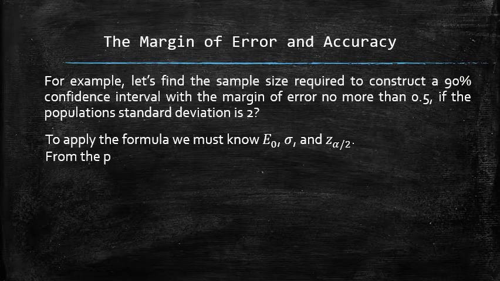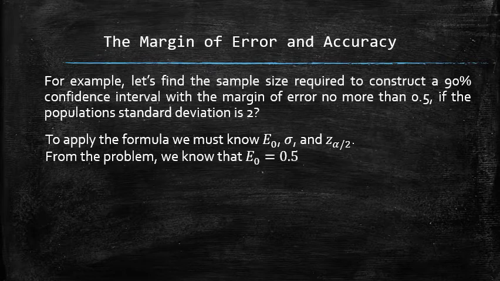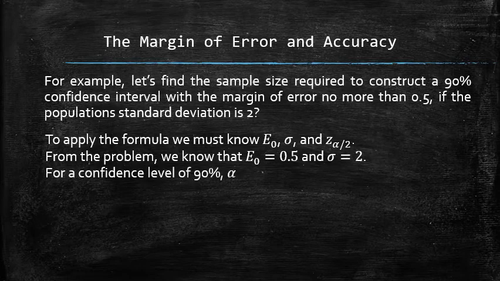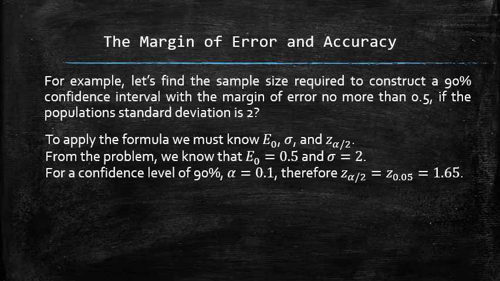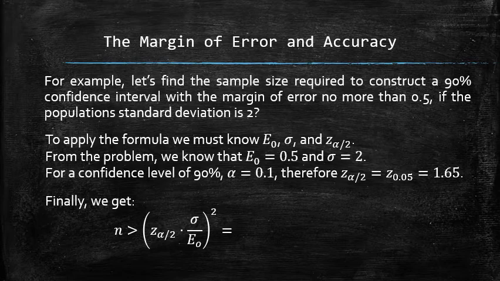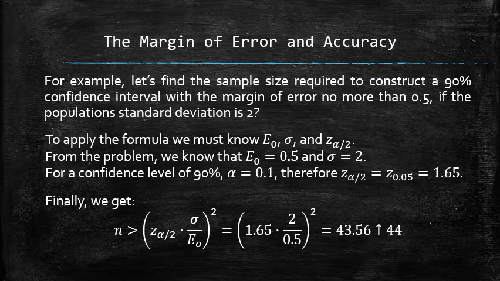From the problem, we know that the bound for the margin of error is 0.5 and the population standard deviation is 2. For a confidence level of 90%, alpha must be equal to 0.1. Therefore, z sub alpha over 2 is z sub 0.05, which is equal to 1.65. Finally, we can plug the numbers into the formula and obtain the required sample size. Remember that in such problems, we always round the sample size up.